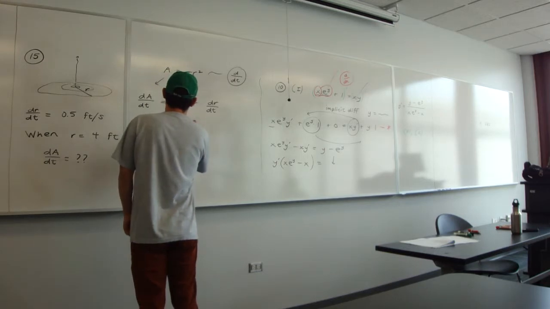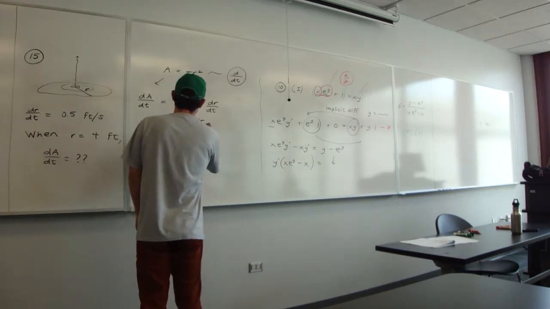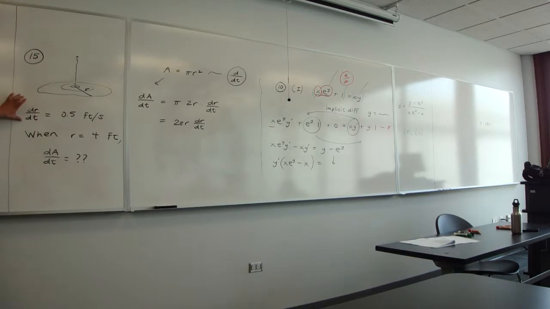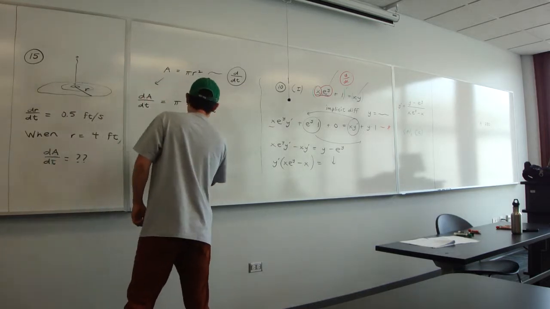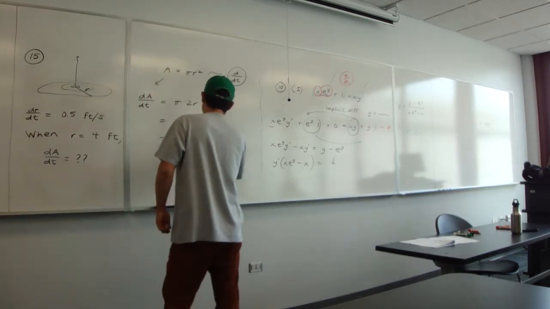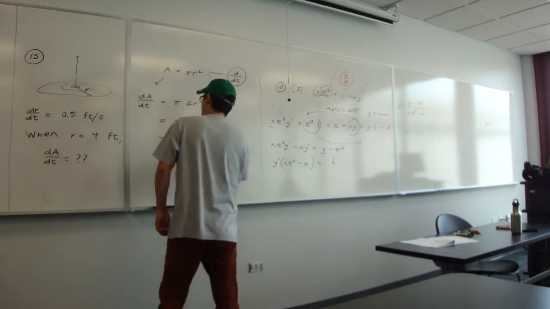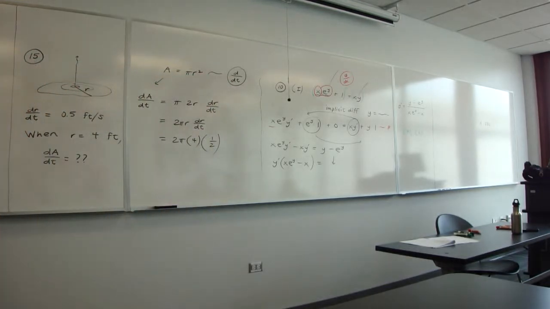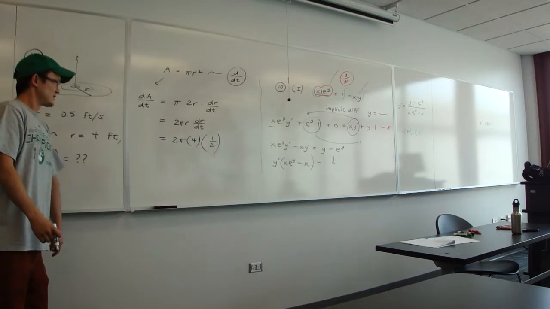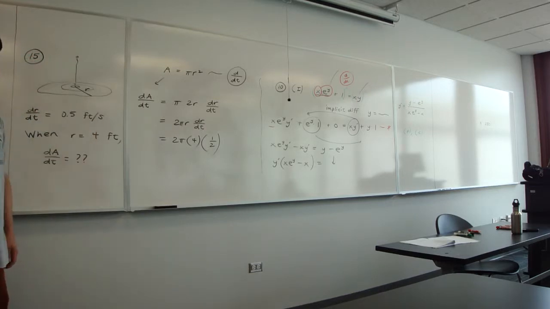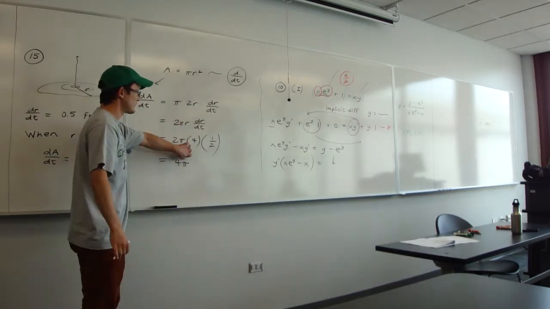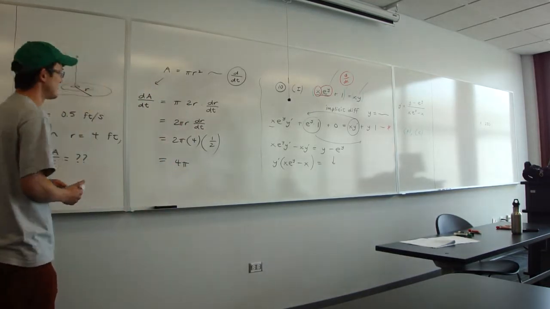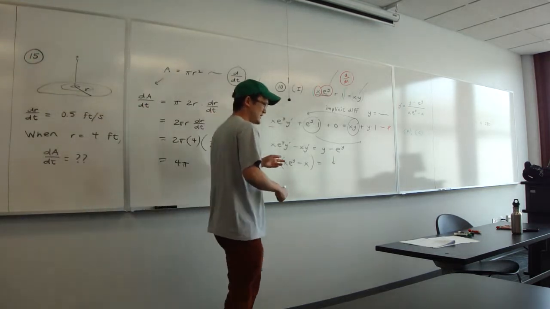So this is 2 pi r dr dt. And notice dr dt is given in the problem, 1/2 foot per second. So it's simple once we have all of that info. The radius is 4. Dr dt is 1/2 foot per second. So this looks like it's going to be 4 pi, so that's around 12. The interpretation there. And what are the units on that?